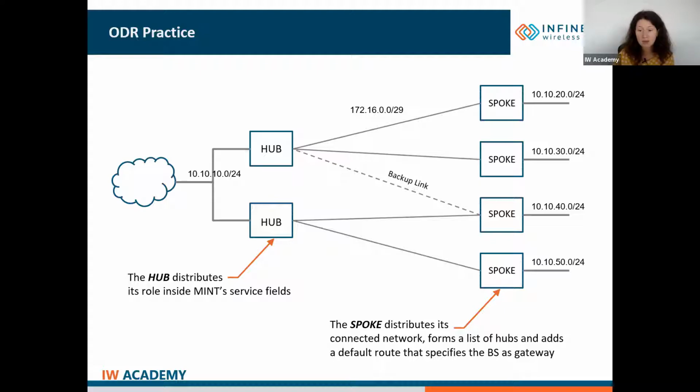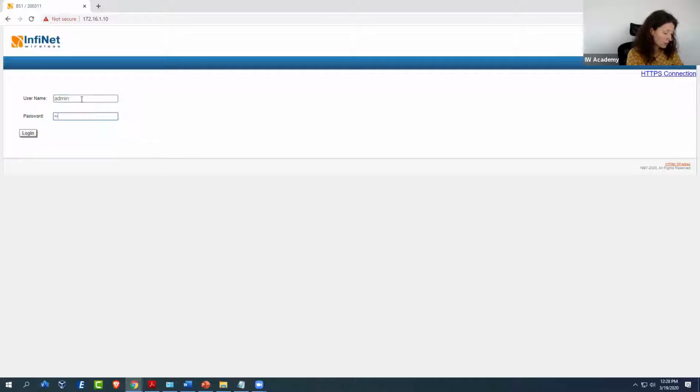The metric analysis for each of the devices having the hub role is performed permanently. So if the metric of the current default route increases, it can be replaced by another one having a lower metric. This is how the redundancy and load balancing functions are implemented automatically by Mint. I will connect to the base station now.